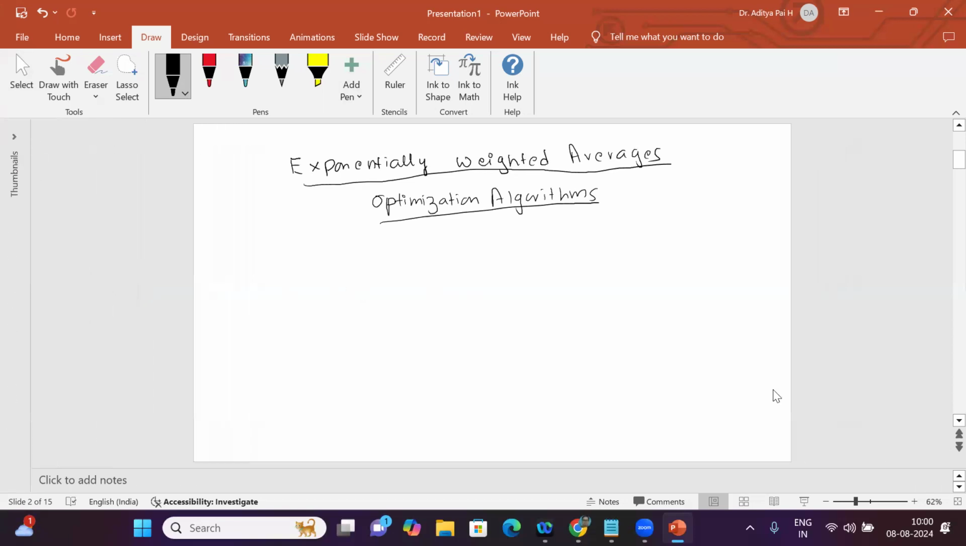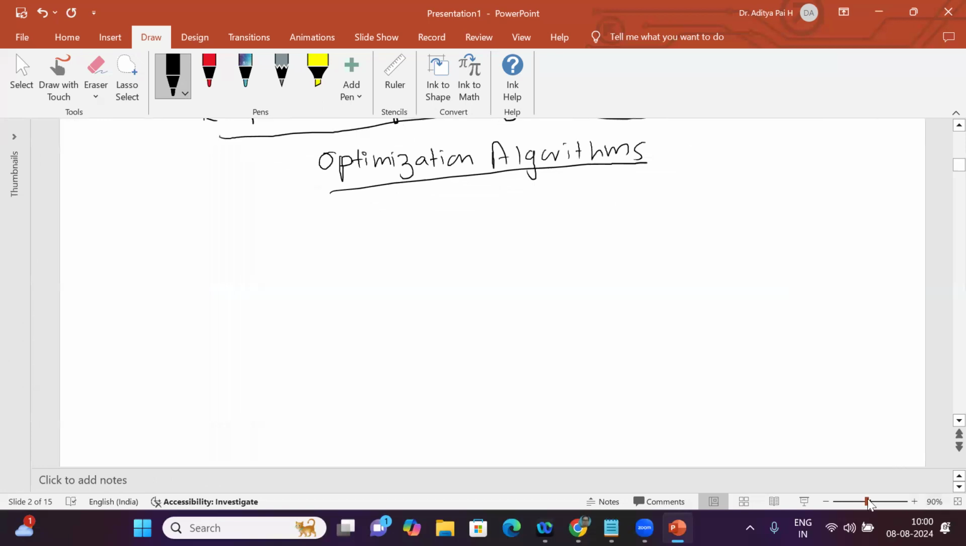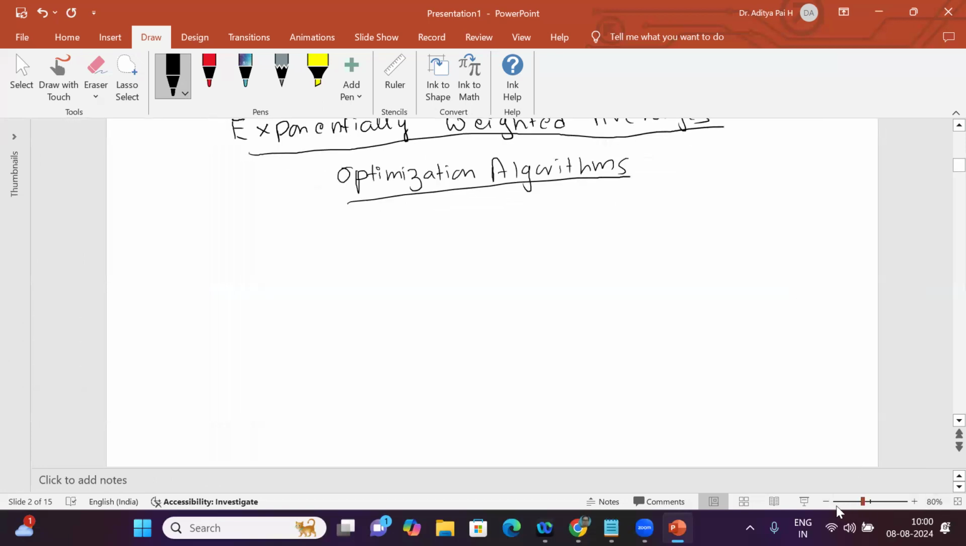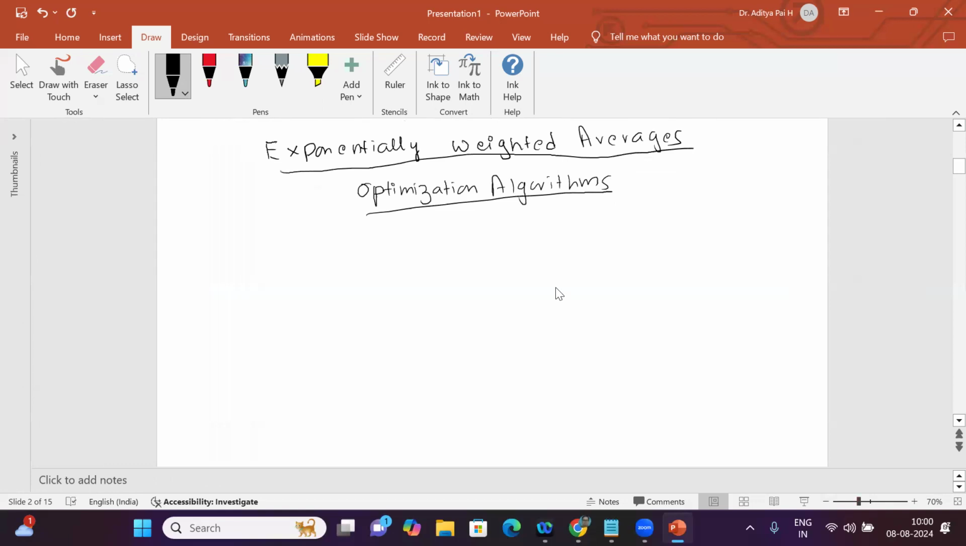Now I hope this is visible to everyone. So for that, consider the daily temperature in a particular place like London, for that matter. Consider it as last year's record, around some 2023 data which you are taking.